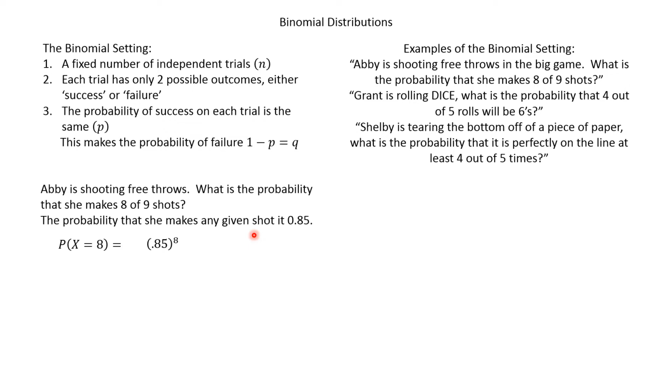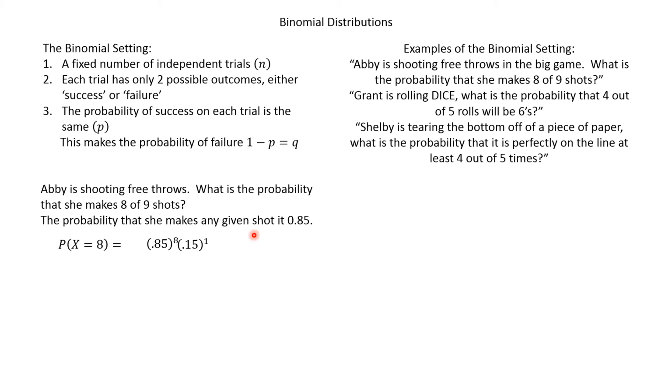Now, if she makes 8 shots, how many times does she need to miss it for this problem to work? How many times does she have to fail? And that's a weird thought to think of, because you don't think of, well, I have to fail this many times if I want to succeed this many times. But she's shooting 9 baskets, she makes 8 shots, which means she misses it in one of them. And so we have 0.15 one time, and we can multiply those together because they're still independent.